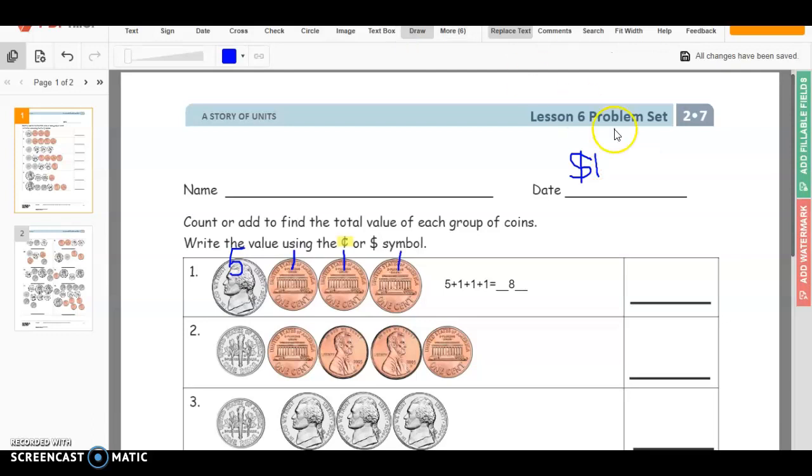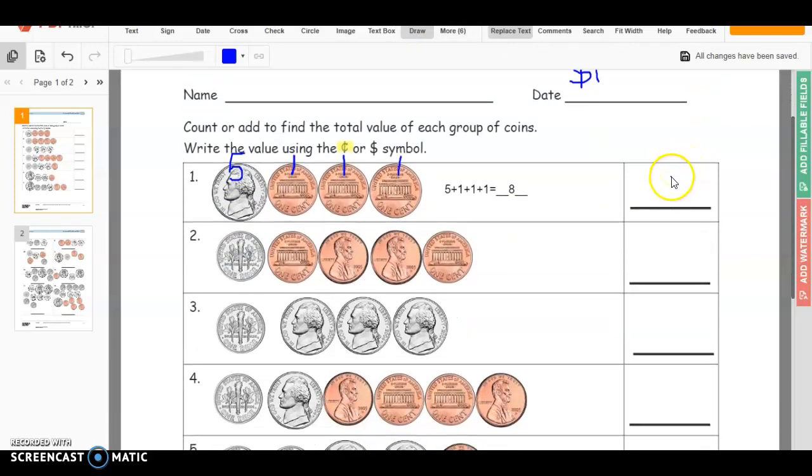So if I look at my first problem, I have a total of 8, and my cent sign goes after it. So I have 8 cents. And our cent sign looks very much like a C with a line through it. Okay, let's go ahead and look at number 2.